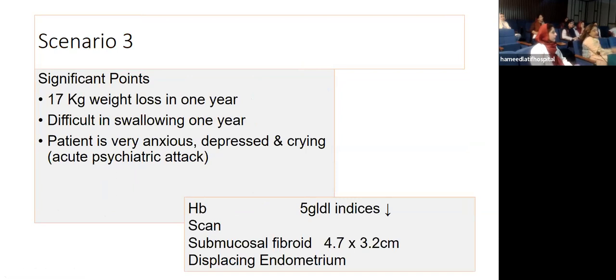Okay, now. Significant 17 kg weight loss in 1 year, difficulty in swallowing for 1 year, the patient is very anxious, depressed and crying, an acute psychiatric attack. So now the thing is more clear, because it will be easier to make your differential diagnosis, as they have told us that there are 2 reasons for the weight loss. One is difficulty in swallowing and the other is that the patient was very anxious, so probably she was not even eating. So on this basis it might not be a malignancy, but it still could be. Her hemoglobin was 5 grams per deciliter, and there was a submucous fibroid displacing the endometrium, I think 5 to 6 centimeters in size. Now this is your patient.